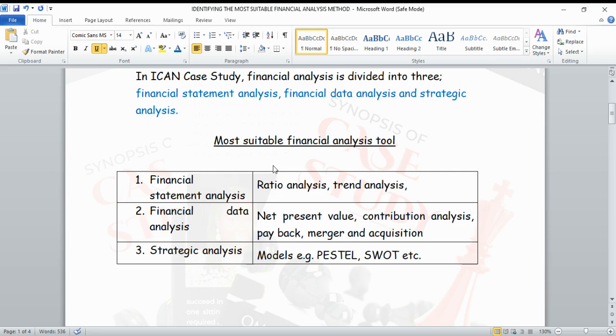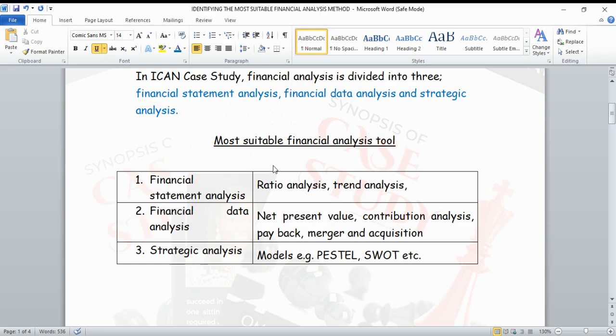Now, the second possible requirement is financial data analysis. What are the tools? We have net present value, contribution analysis, payback, or merger and acquisition. So that's basically what they may ask you: net present value, contribution analysis, payback, merger and acquisition. How do I know the most appropriate tool to use? I'm going to show you shortly. I already created a video on net present value, so you can also check that out as well.